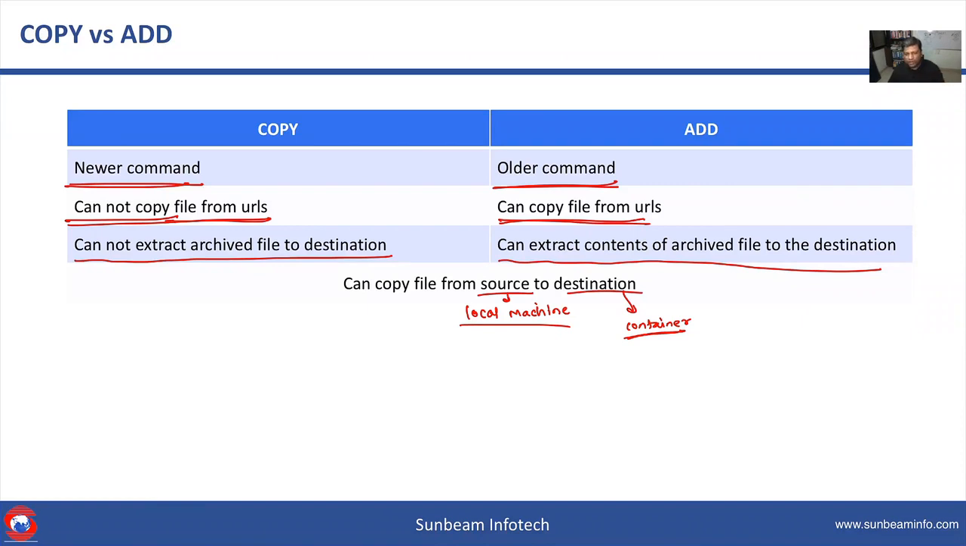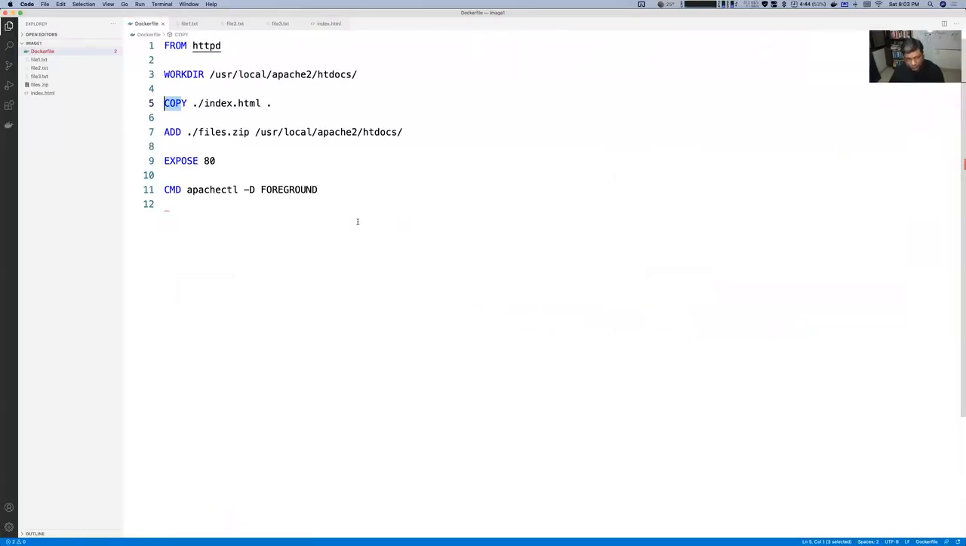So let us see the difference between these two from these two points. One cannot copy the content from a URL and cannot be used for extracting the archived file to the destination. That's the only difference. Otherwise, both of them can be used interchangeably. So that's the ADD or COPY command.